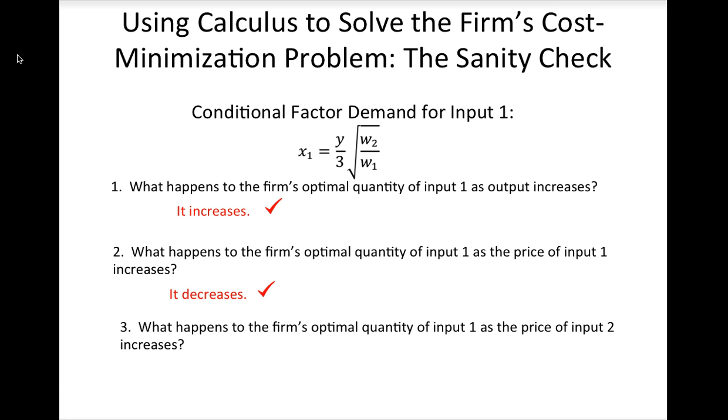From looking at the equation, we should see that as input 2 becomes more expensive, the firm uses more of input 1, since W2 is in the numerator of the conditional factor demand function. This should match your intuition as well. As input 2 becomes more expensive, the firm should substitute away from it and use more of input 1. Therefore, our solution appears to pass the sanity check.